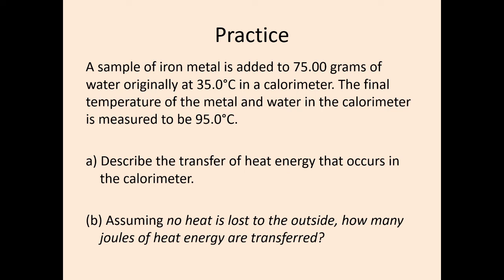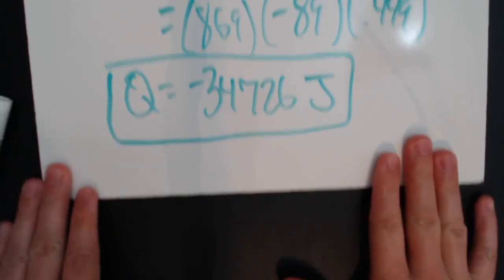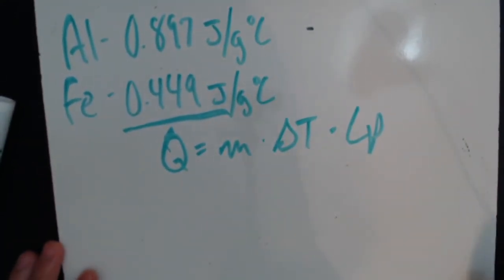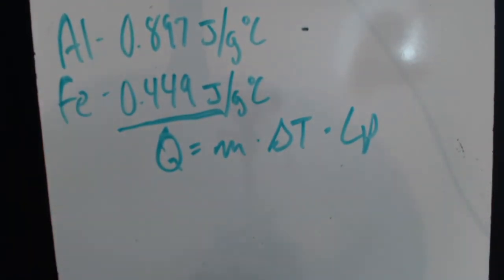Okay, so it says, assuming no heat is lost to the outside, how many joules of energy are transferred? Okay, well, this is pretty simple. We're solving for Q, using the specific heat equation. So let's do that. All right. So it says, assuming no heat is lost to the outside, how much energy is being transferred?